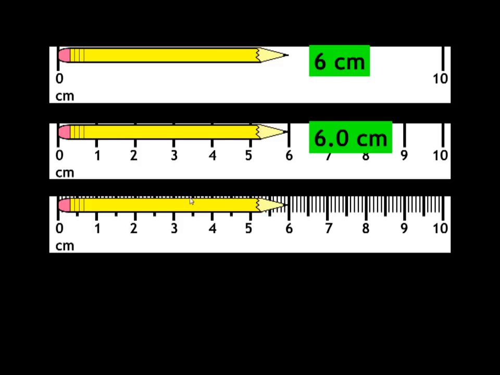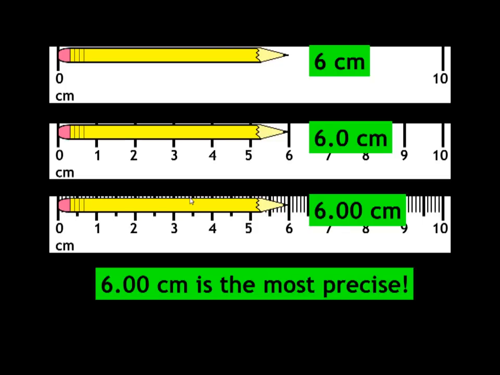So, can you guess from this third ruler, if we're going now out to the 100th place with our final digit, this particular pencil on this ruler would be measured as, hopefully you said, 6.00 centimeters. Okay, so that is the most precise of the three measurements. I'm not changing the value. It's still considered 6 on a calculator, but in a science class, 6.00 is a different number than 6.0 or just 6.